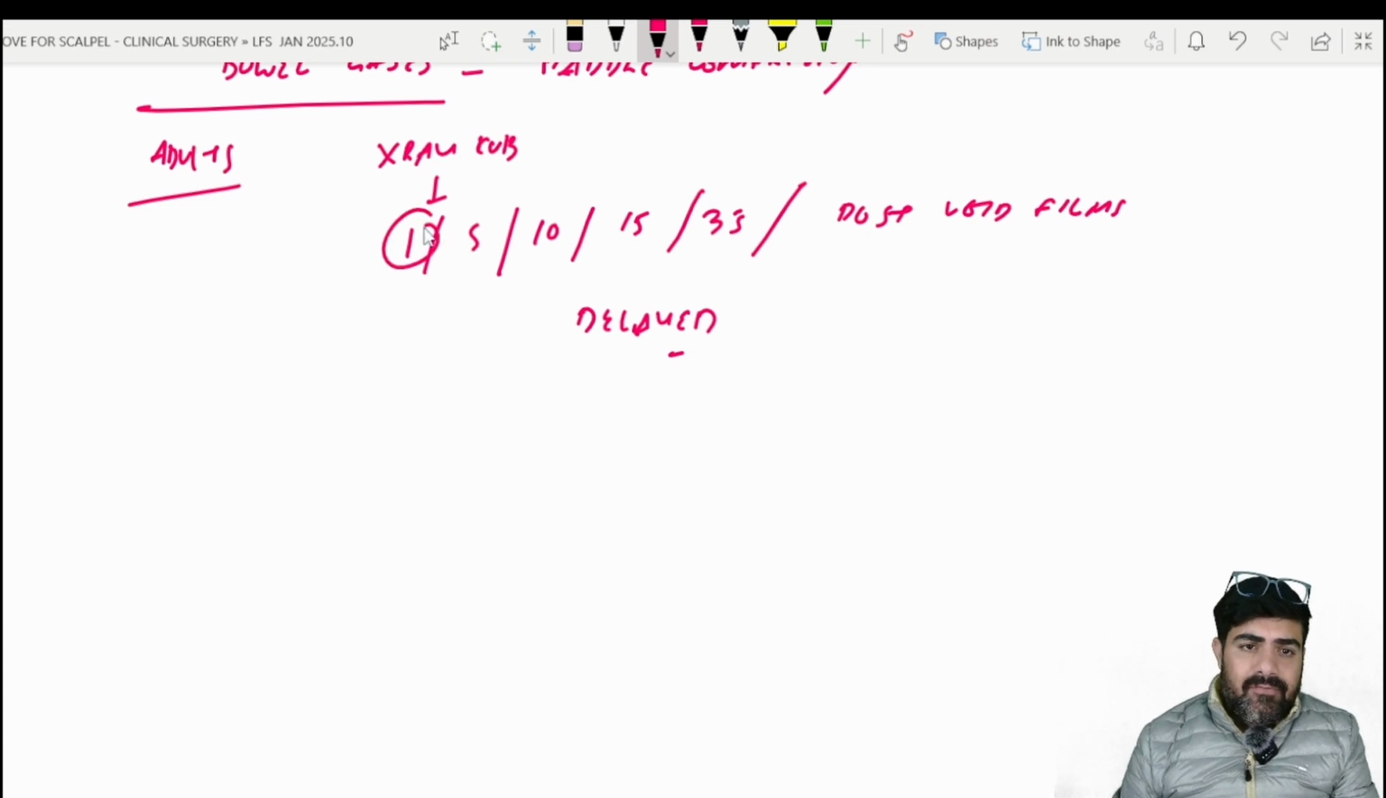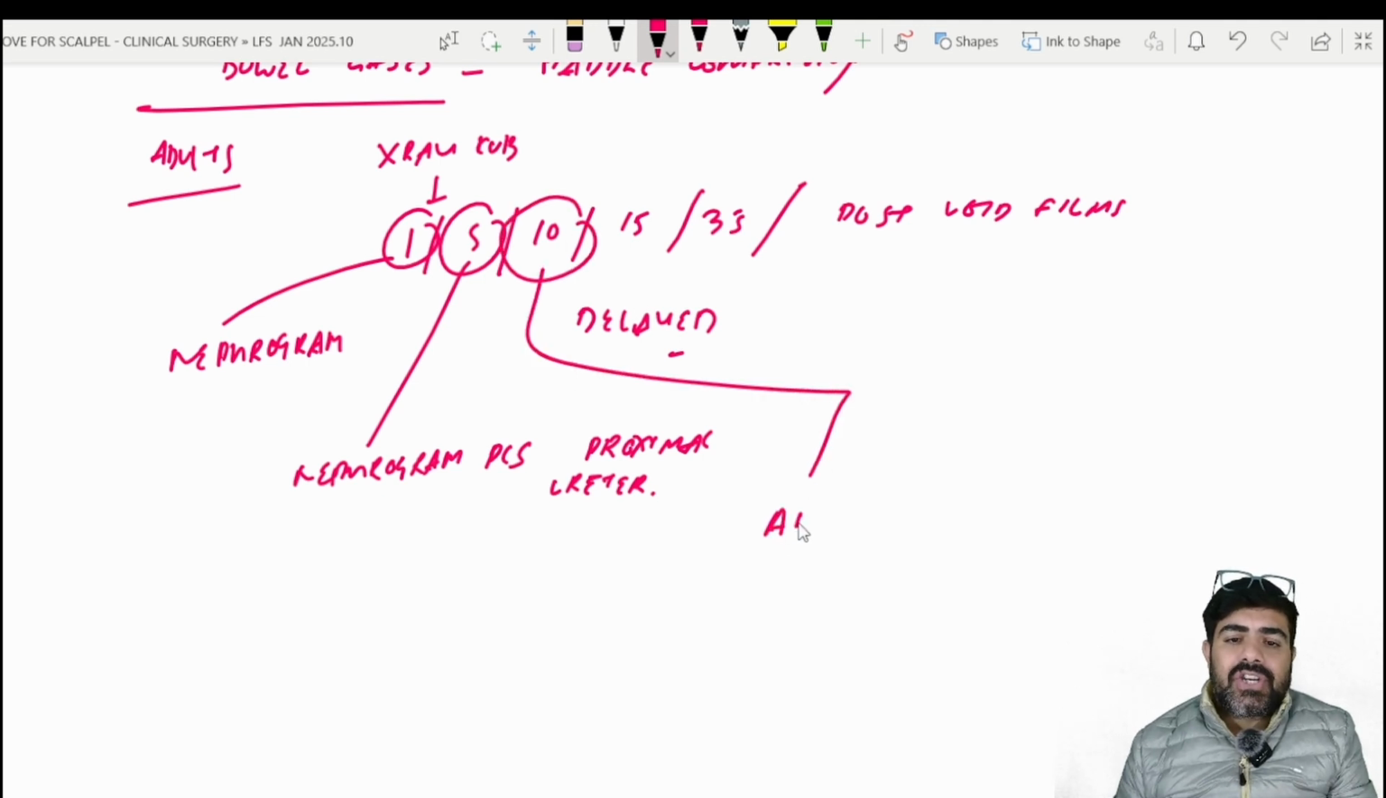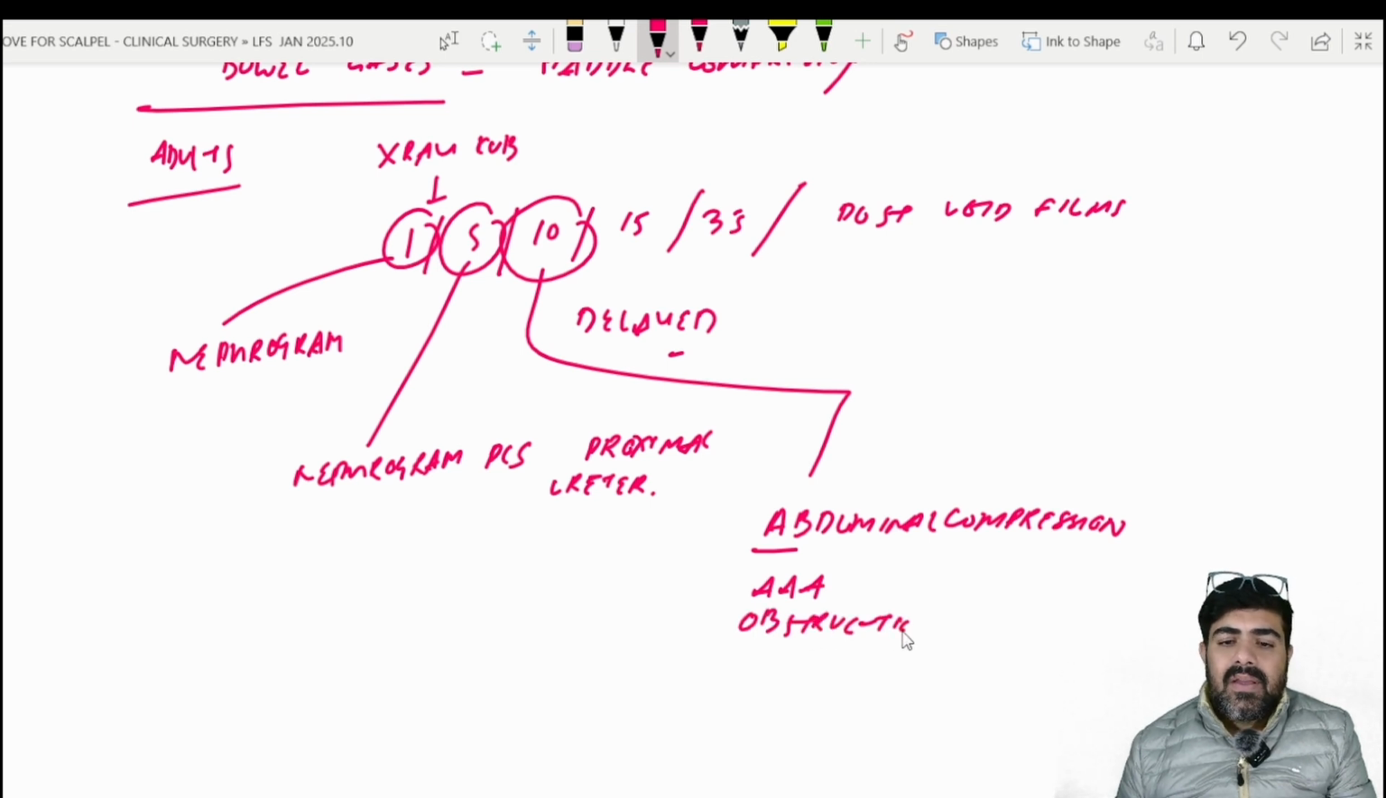Okay, so at 1 minute it is the nephrogram phase. At 5 minutes, we can see the nephrogram, pelvicalyceal system, and proximal ureter. Then, for better visualization of the pelvicalyceal system, at 10 minutes we can do abdominal compression. But it is contraindicated in some cases, like abdominal aortic aneurysm, obstruction, and trauma.